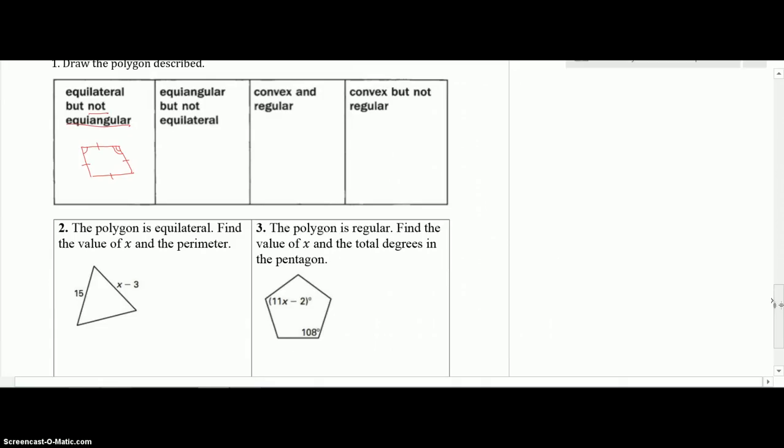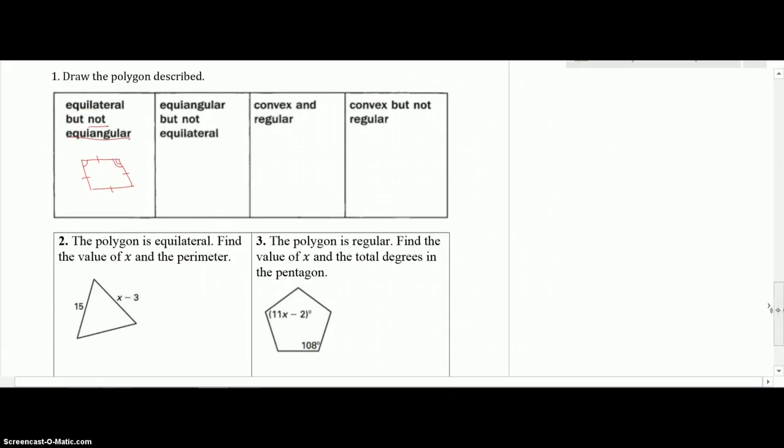Okay, equiangular but not equilateral. So now we want all the angles to be the same, but not all of the sides. Think about that for a second. Okay, something that we're used to seeing is a rectangle where all of the angles are the same, but the sides are not.